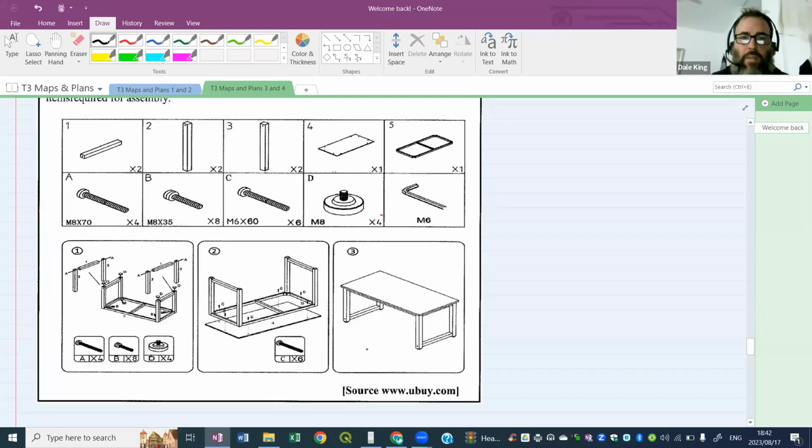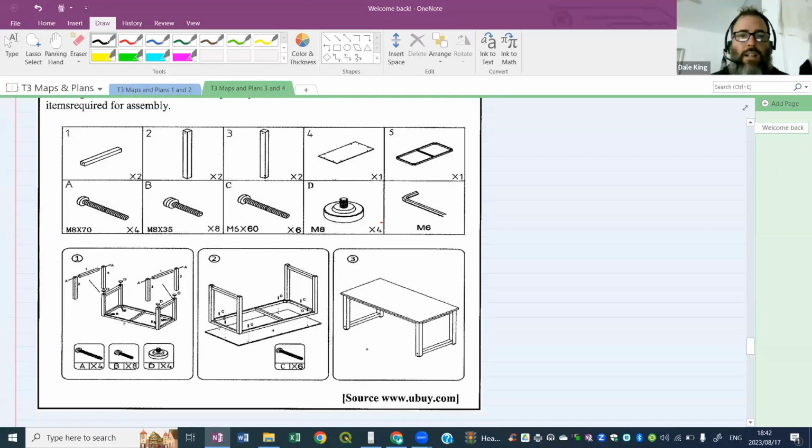Write down the label of the item used to tighten the screws. Abo asked me about this. You don't have to know the name, just the label, which is that part there. M6. Yes, M6, that is the label attached to that part. So you will say M6.